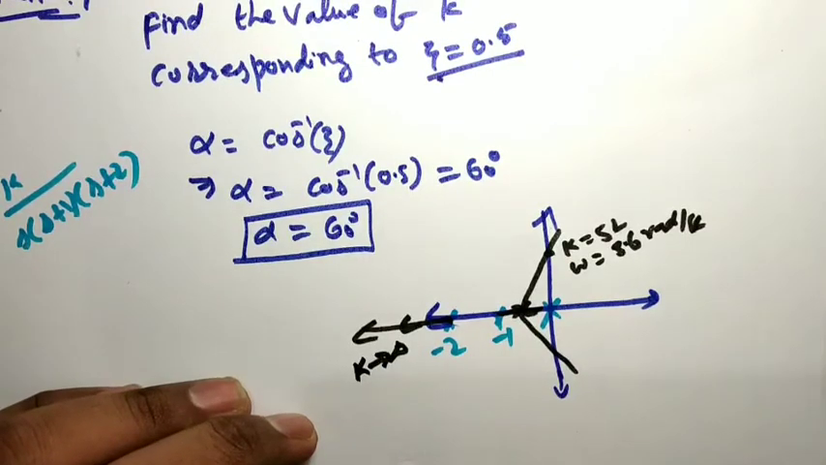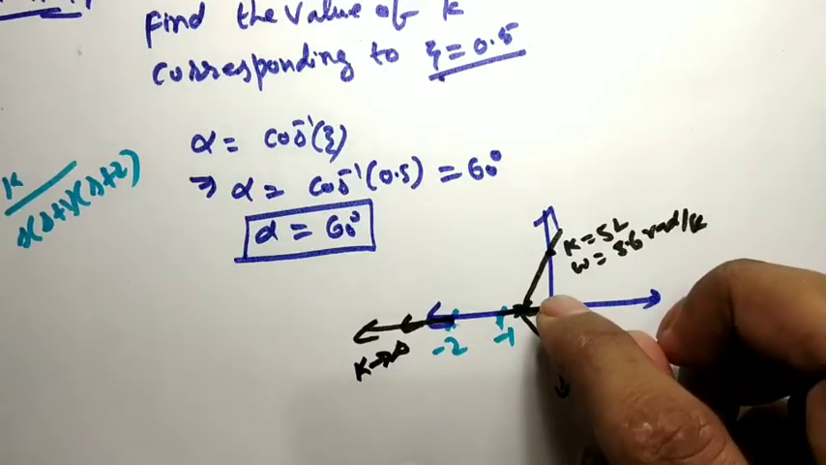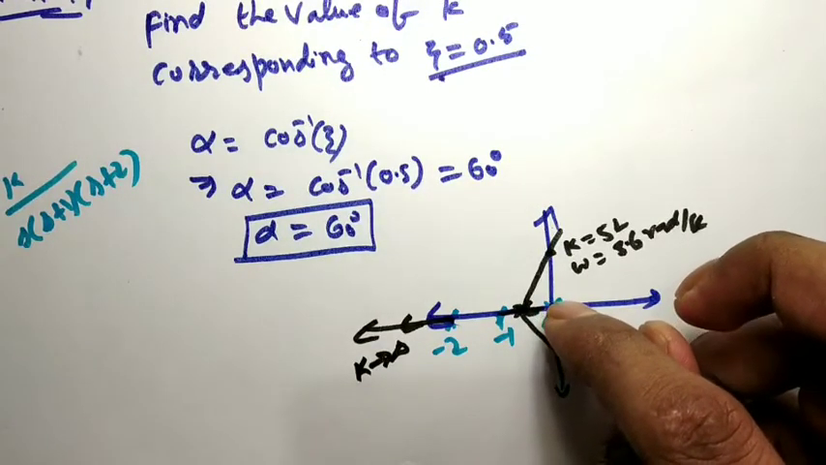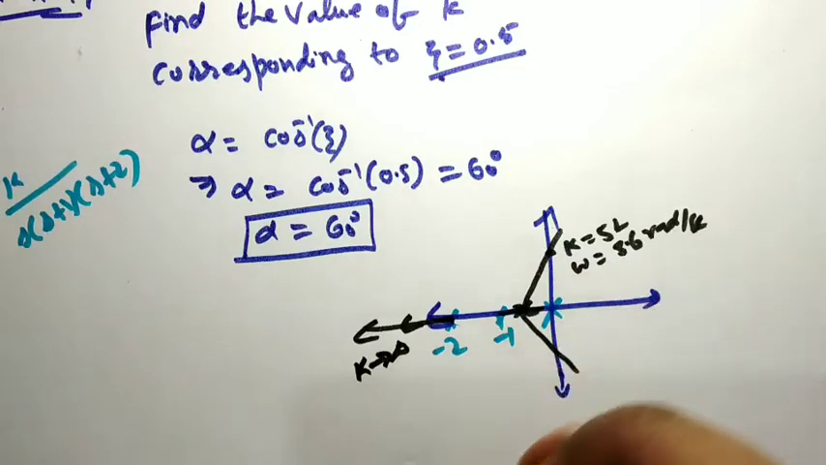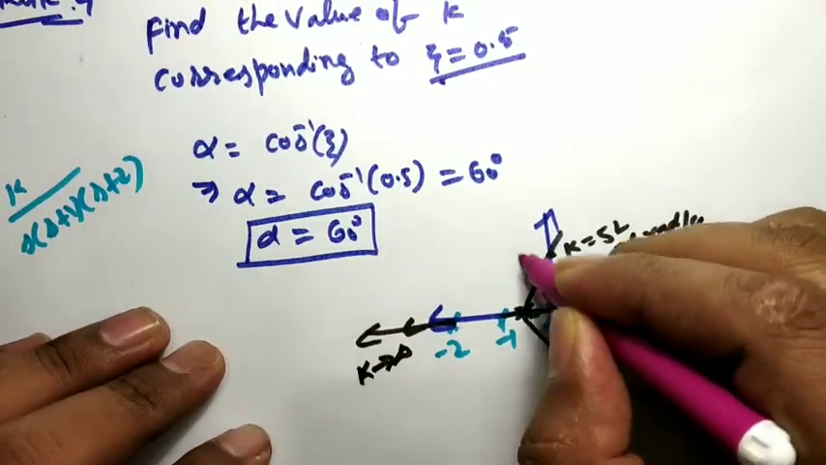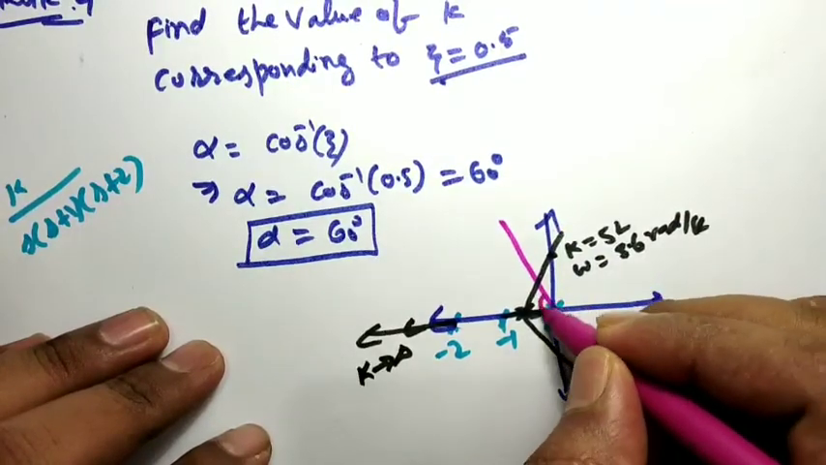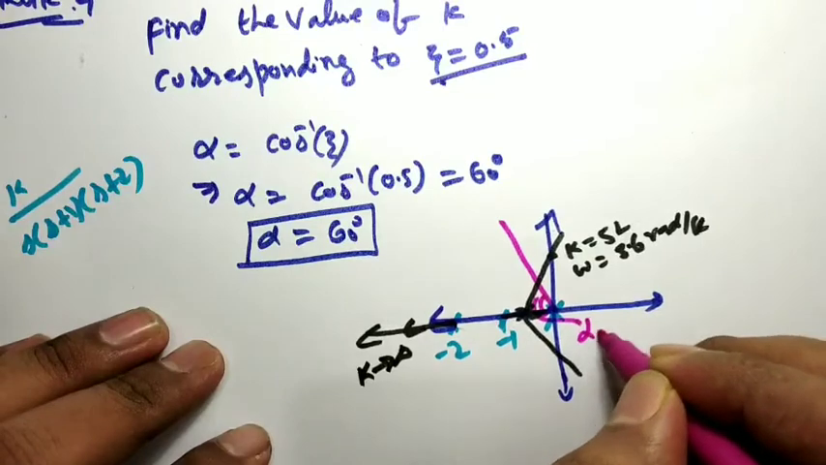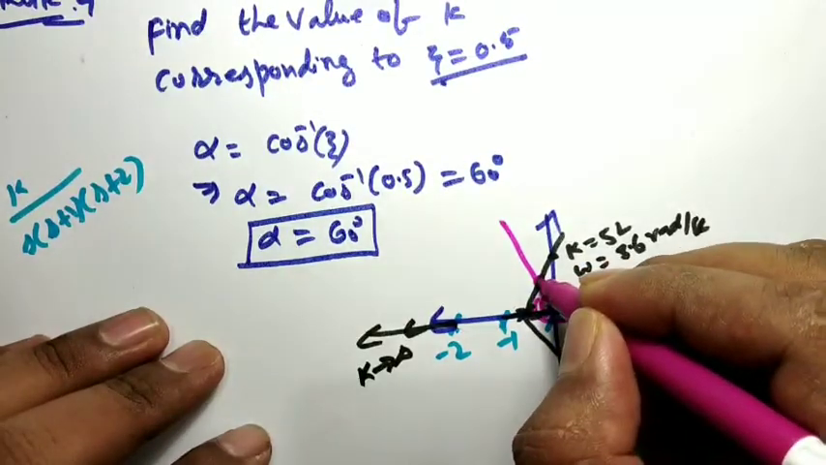So what actually do we have to find? If we draw, we have to find a root locus. The question is, we have to find the k value for zeta is equal to 0.5. So when zeta is equal to 0.5, angle is equal to 60. So at an angle of 60 we have to draw an angle of 60. I have drawn it. So this is the angle of 60. It is touching here. So this point you have to find.